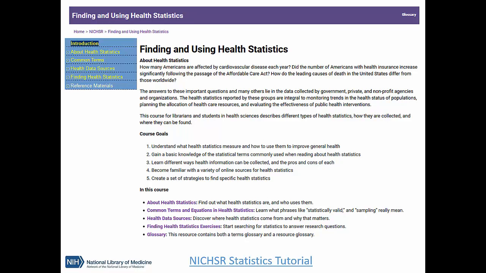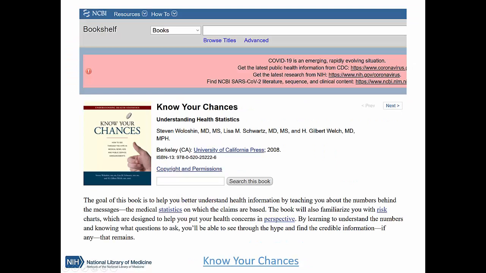It allows you to find these health data statistics. Again, there's a lot of different materials. It's a great additional training if it's something that you're continuing to be interested in as you go along. And then we do have a great book from our NCBI, which is free, open access, available to you. It's a little dated from 2008, but a lot of stuff in statistics doesn't really change. And basically, it's this Know Your Chances book.